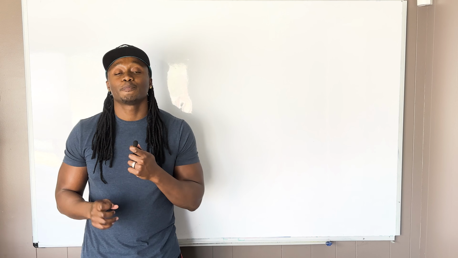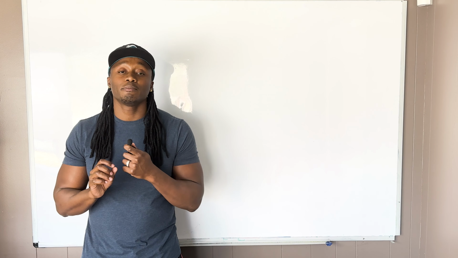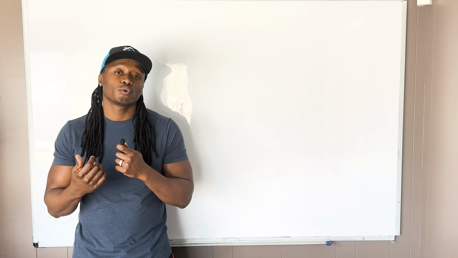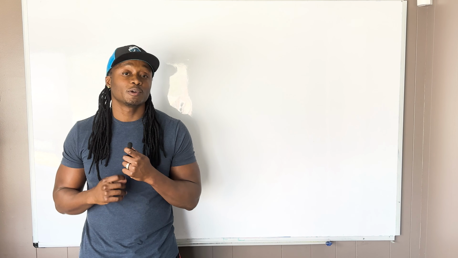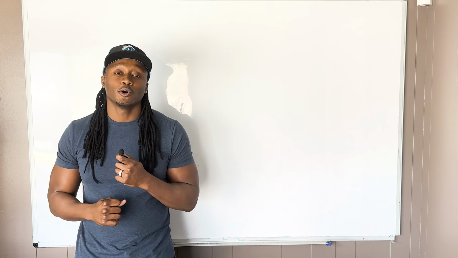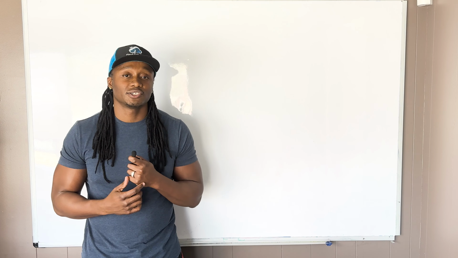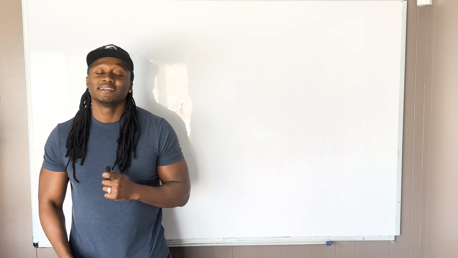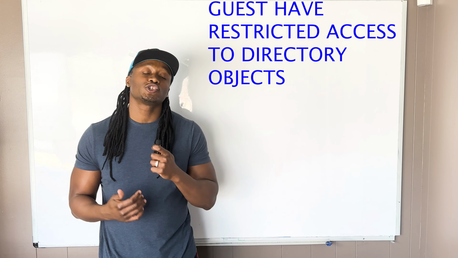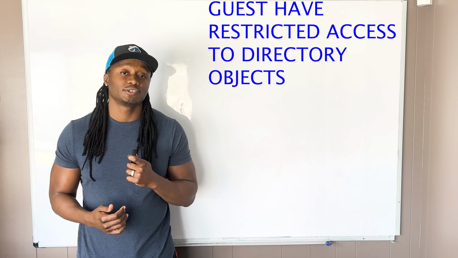So my thing is, when it comes to Microsoft Entra, you want to make sure that the guests that you have in your organization aren't able to allow other guests to get in there. You want to prevent that functionality. So let's talk a little bit about the remediation steps. So one is just a simple one, which is restrict who can invite guests to only users assigned to specific admin roles. The next recommendation is guests have restricted access to directory objects.